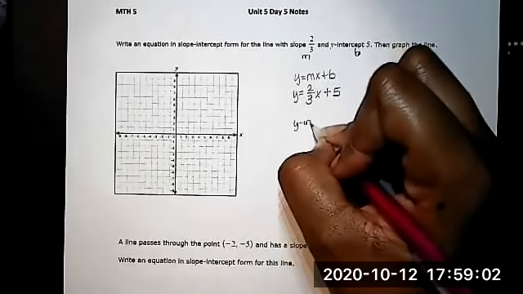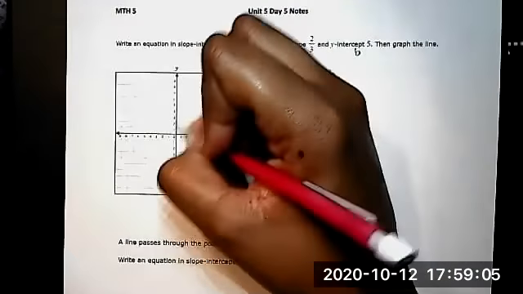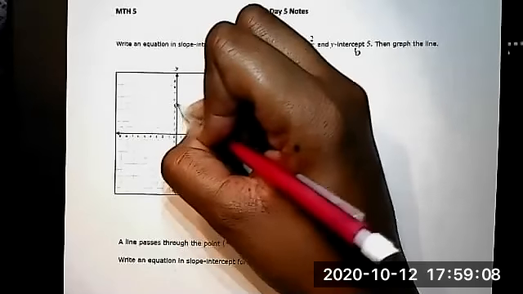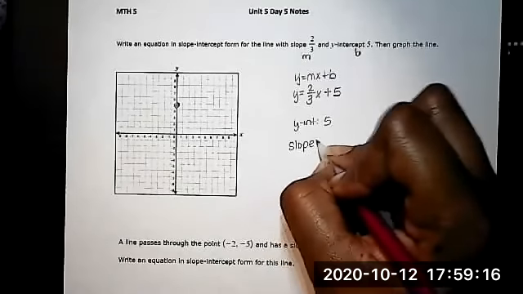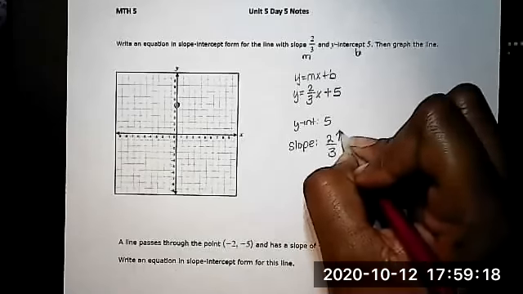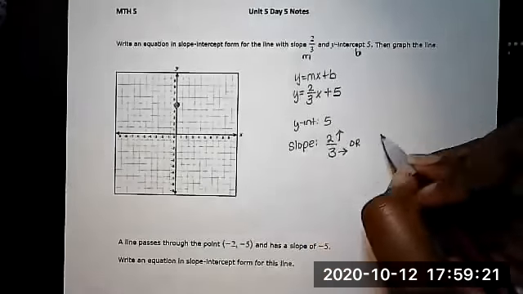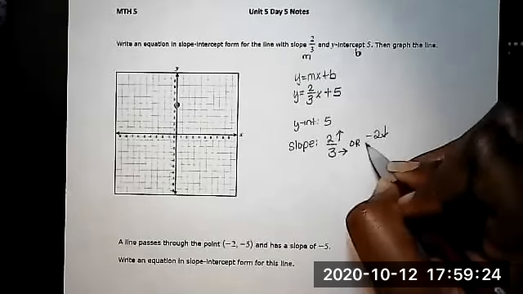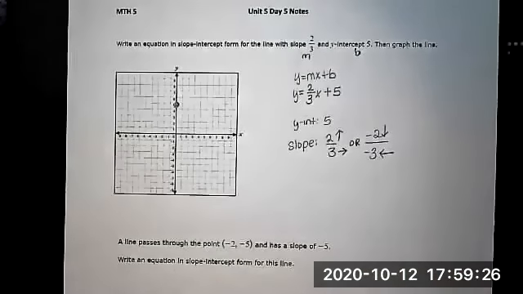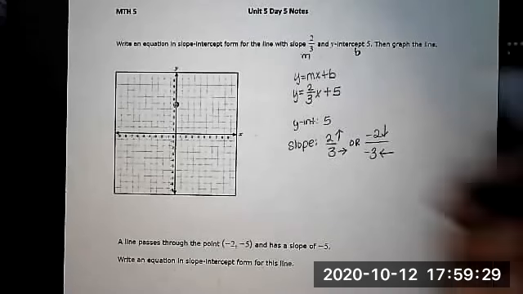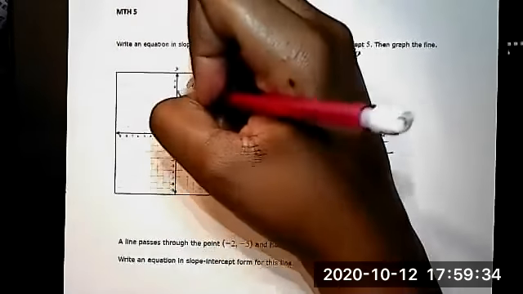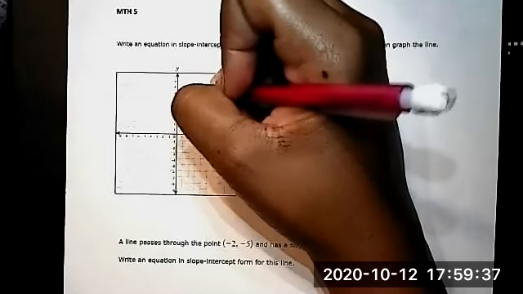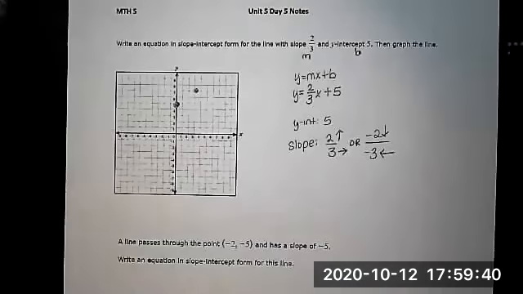My y-intercept we said was 5, positive 5. I'm going to go up 5 and put a dot there on your y line because y-intercept is here. And then I'm going to use my slope, which I said was 2/3, which means up 2, right 3, or like I said before, the opposite, down 2, left 3 when graphing is also true. Okay, so on this point, I'll go up 2 and then right 3. Put a dot there.